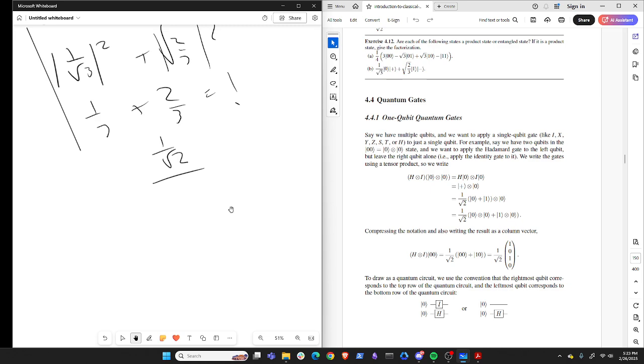Okay. So we'll move into, I was hoping to, let's see what we got. We're going to go into quantum gates.